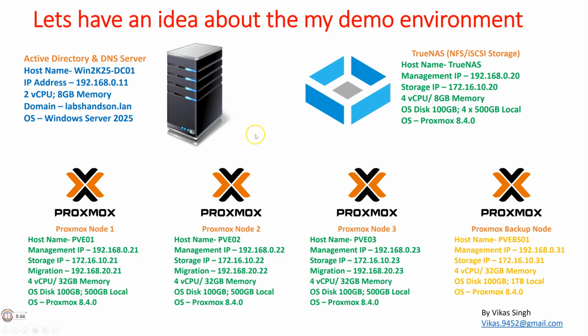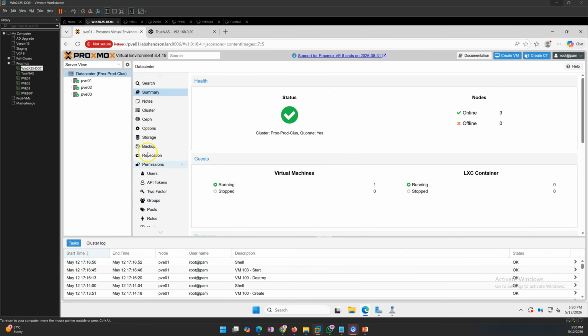Now let's start with the hands-on. We have the 3 node cluster which we created in our last video. I have shared storage coming from TrueNAS, and this is my Active Directory and DNS server. This is my infrastructure, running inside VMware virtualization. If you see, we have a cluster created and all 3 nodes are participating.